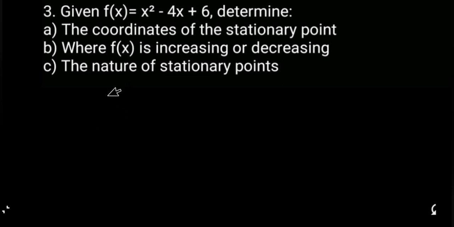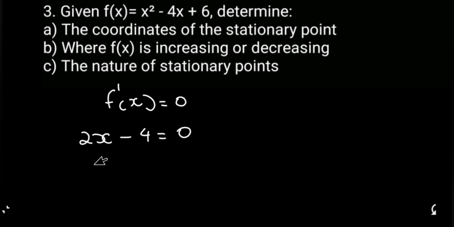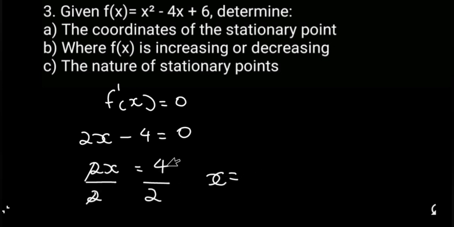So we need to set up the first derivative to be equal to 0, and our first derivative is going to be 2x minus 4 is equal to 0, and we need to solve for x. So 2x is equal to positive 4. If you transpose -4 to the other side of the equation, you're gonna get the positive value, and we need to divide both sides by 2. 2 and 2 will cancel out, and you're gonna be left with x. 4 divided by 2, we're gonna get 2.